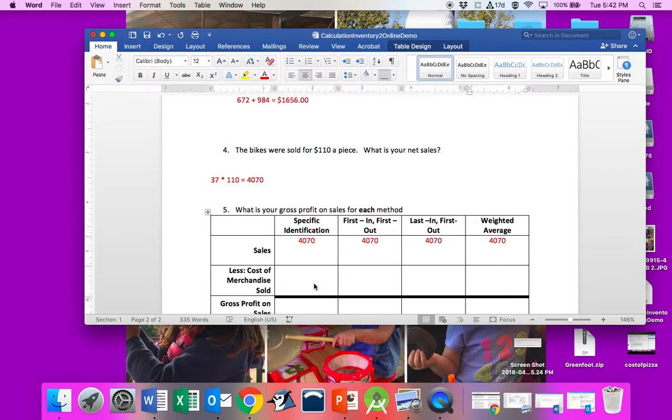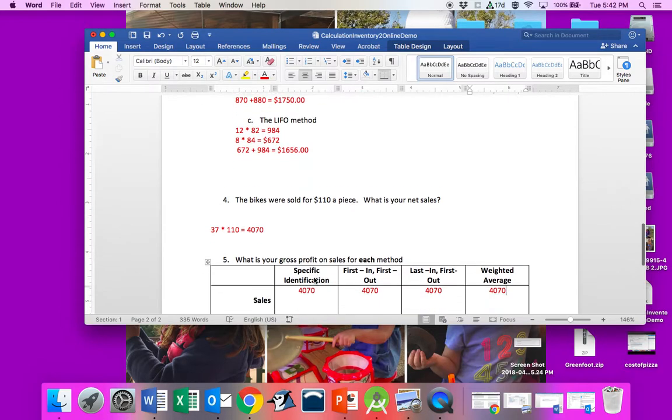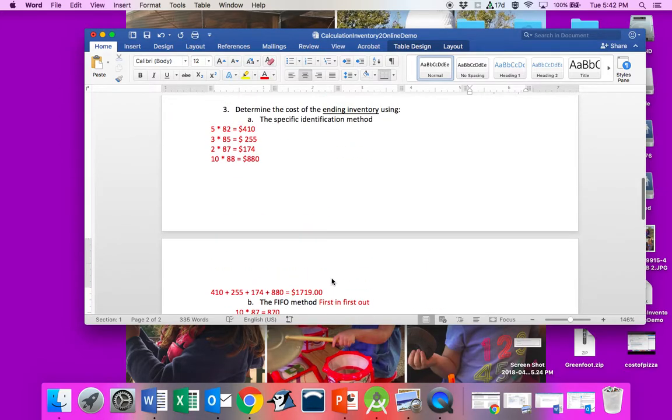The next thing we need to talk about is the cost of merchandise sold. What we found earlier was what we refer to as the ending inventory. The ending inventory is what's on our shelf. The cost of merchandise sold is obviously what we sold. So we need to determine how much that is, and we need to use each of the different methods. Let's look at specific first.